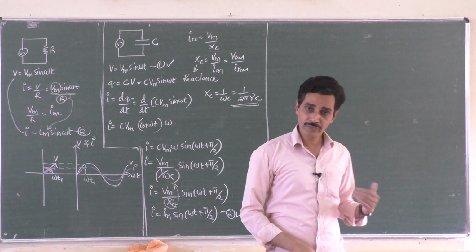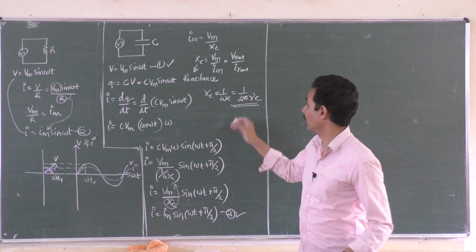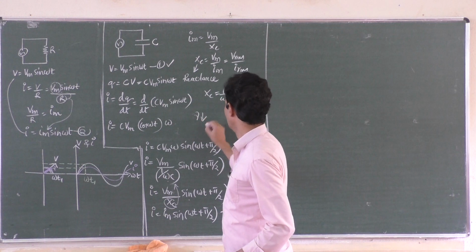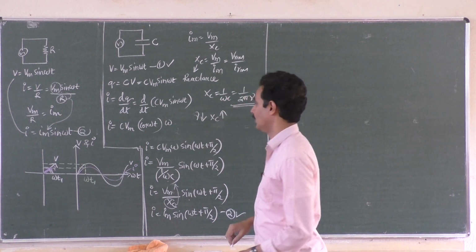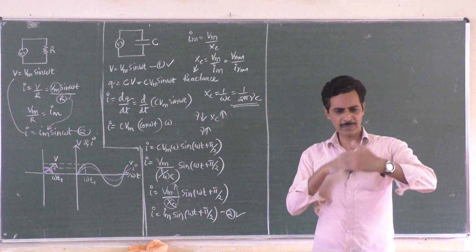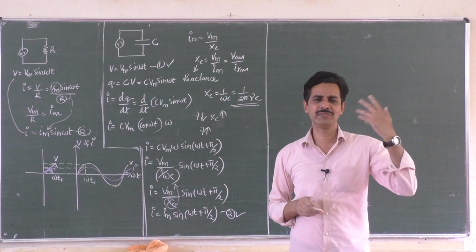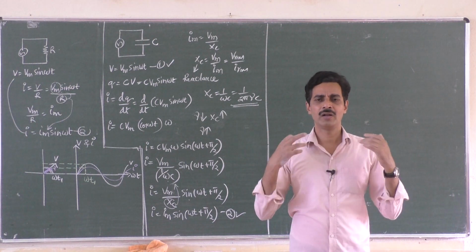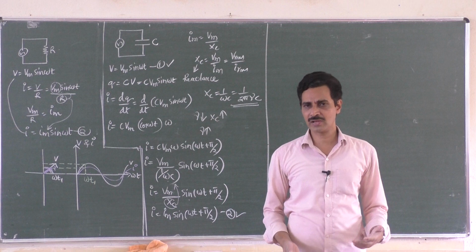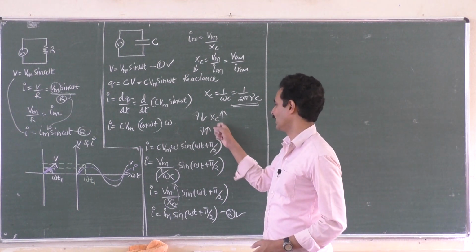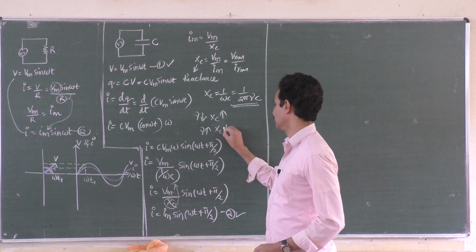That means for low frequencies, capacitive reactance is highest. When nu is low, Xc is highest. When nu is high, very very high frequency, say an armature coil in a generator is rotating 50,000 per second, or 70,000 rotations per second, 1 lakh rotations per second, very high frequency. In such a case, Xc is very low.